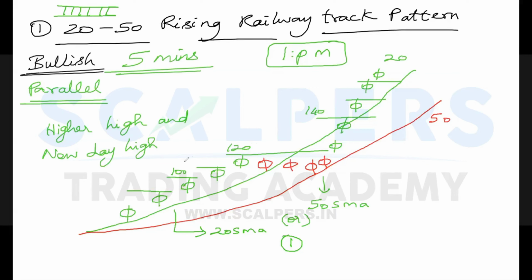Now this railway track pattern will be visible for you at 10 o'clock. Sometimes before 10 o'clock also it will be visible. But the optimum time for railway track pattern visibility is 10 o'clock. And the railway track pattern will be there for the whole day.